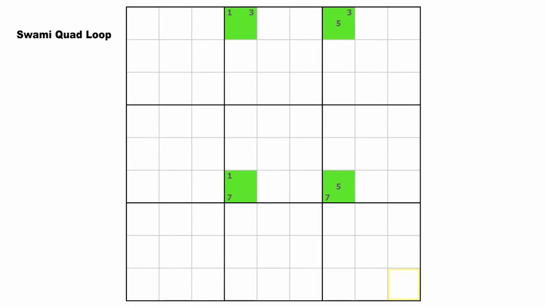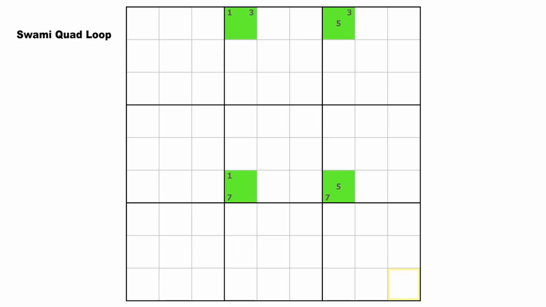Let's examine the implications of these 4 by-value cells. Notice that there are exactly 4 different candidates in these 4 cells, and they are evenly distributed in a very particular way. Also notice that the 4 cells form a rectangle. The 4 cells of a Swami Quad Loop will always occupy exactly 2 rows and 2 columns, so it can be in the form of either a rectangle or a perfect square.